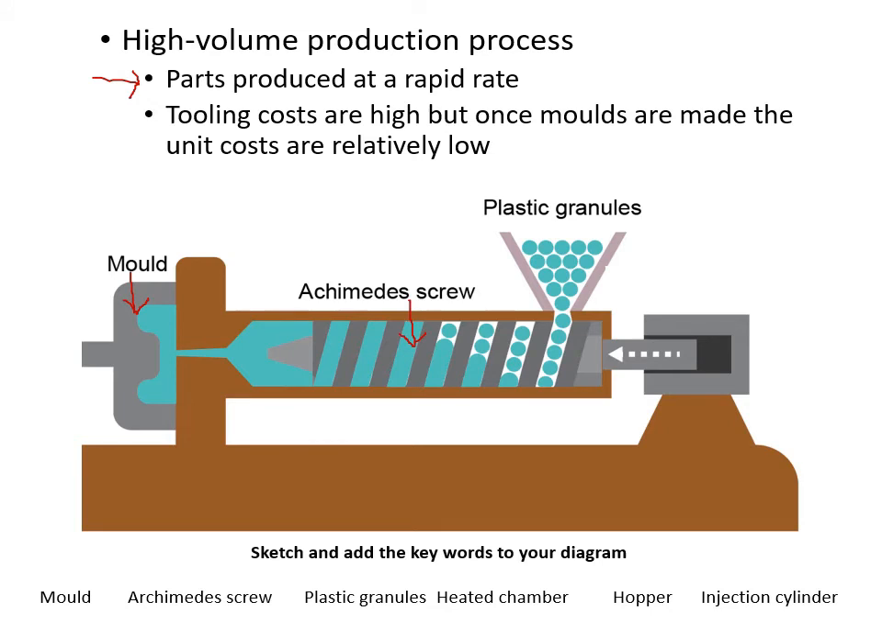We then have the plastic granules here, which are going into this thing, which is called a hopper, okay? And then you have the injection cylinder here, which is what is going to be injecting the plastic into the mold. So if you can do this kind of diagram with these words and a short explanation, you would get full marks for this process. And that's the heated chamber there.